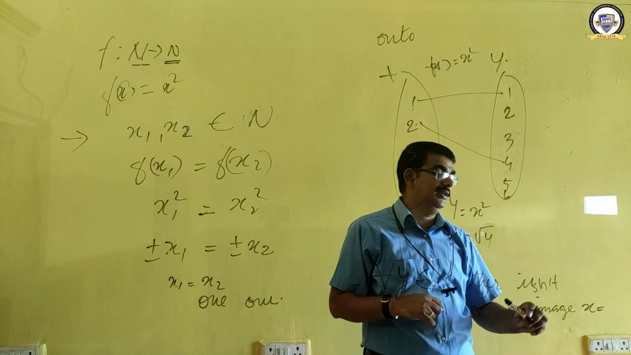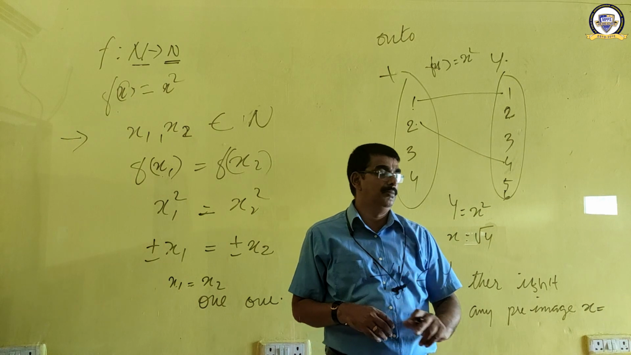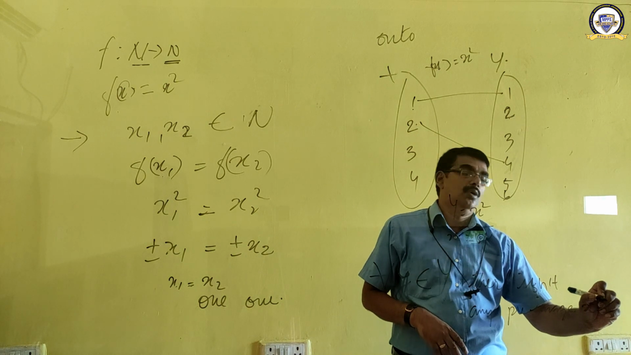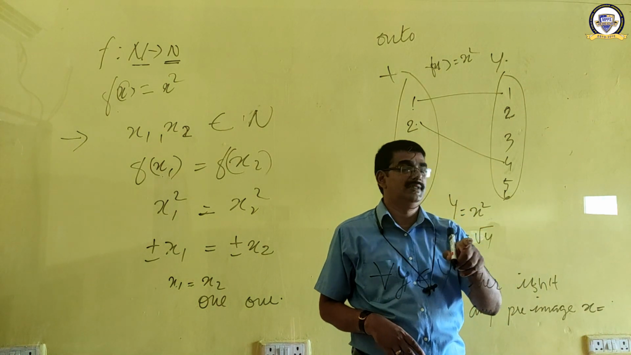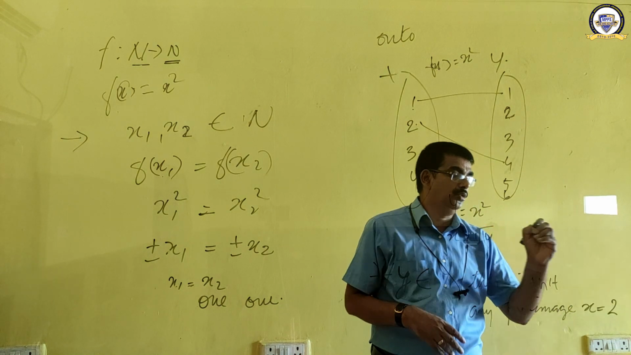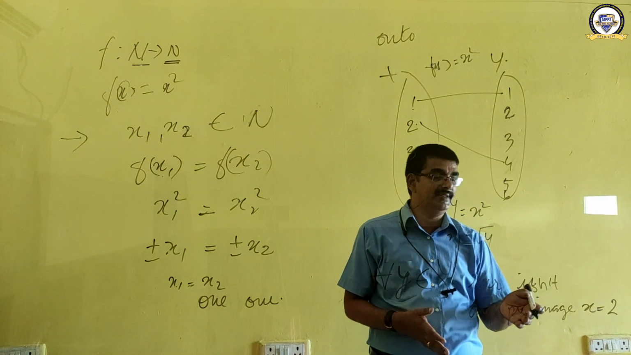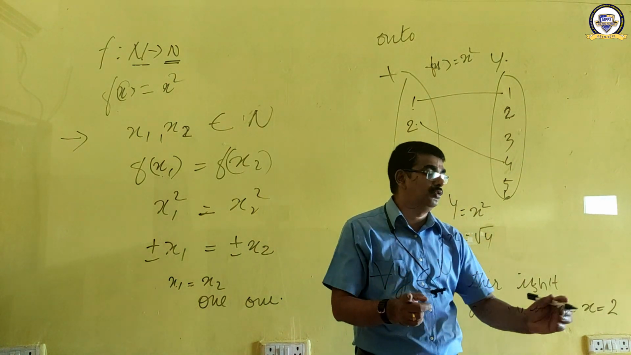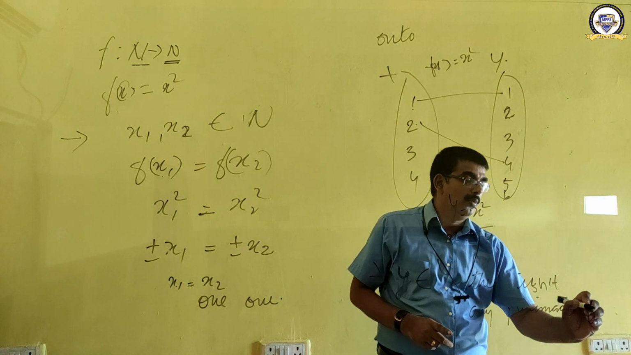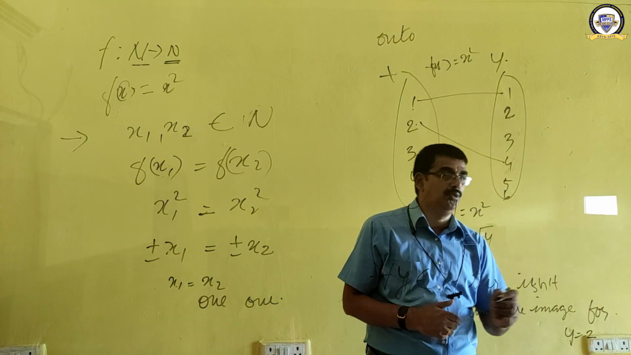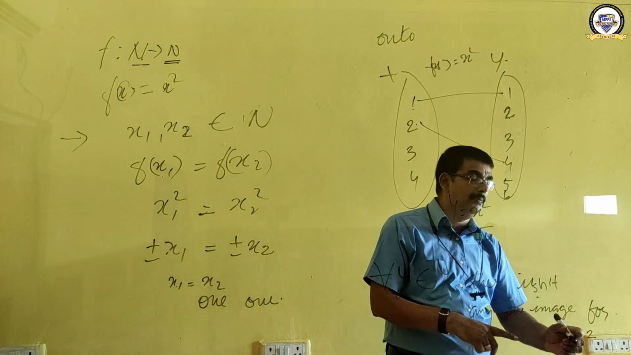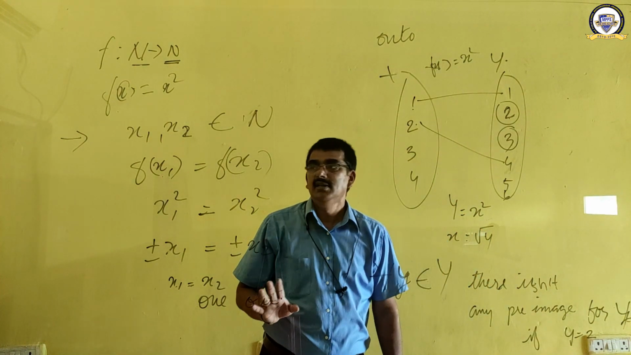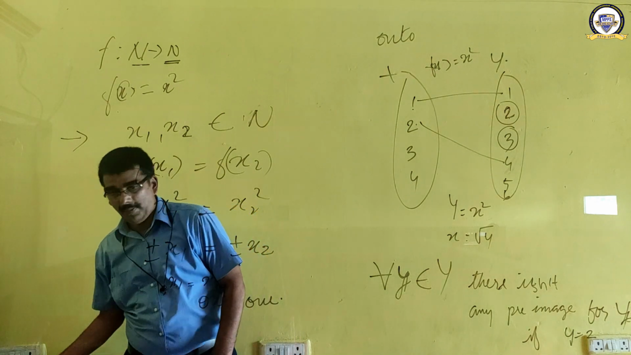pre-image x equal to root y. For y equal to 2, there isn't any pre-image for x. Are you clear?